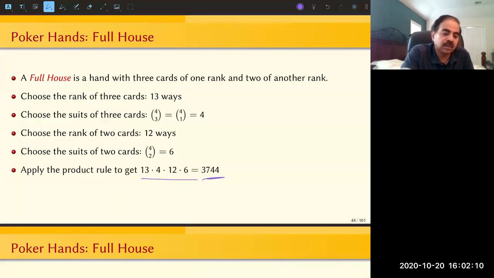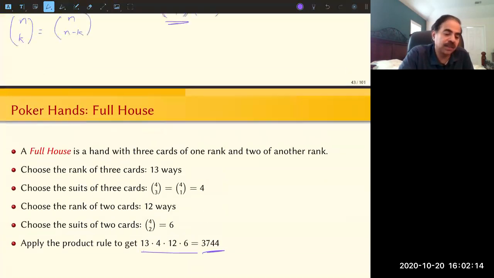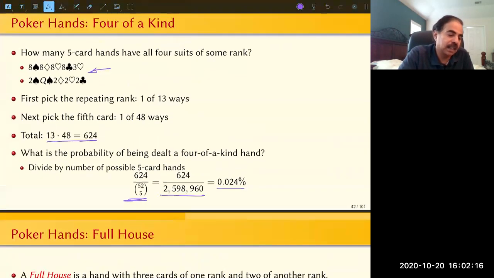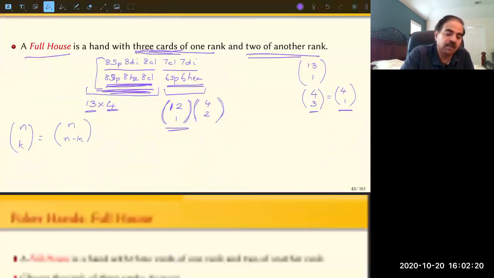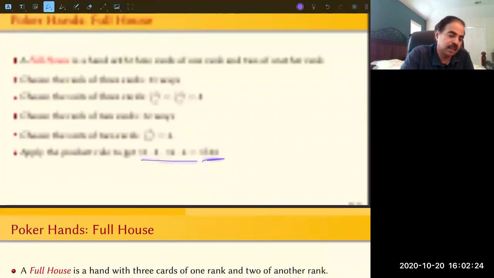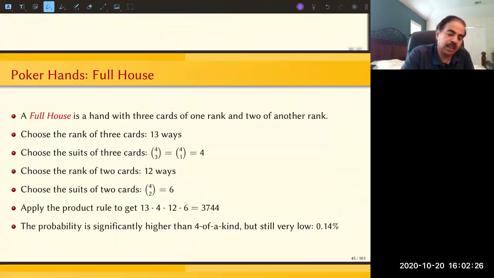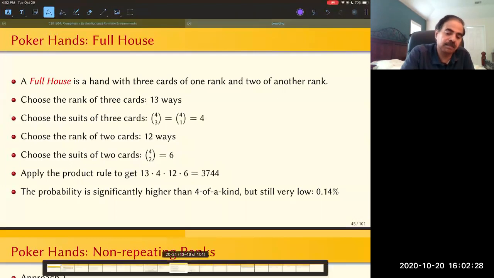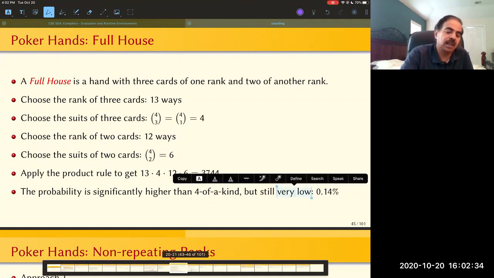So you have a somewhat larger number of full houses than 4 of a kind, right? 4 of a kind was 600. Full house is, okay, yeah, full house is about 6 times that, right?